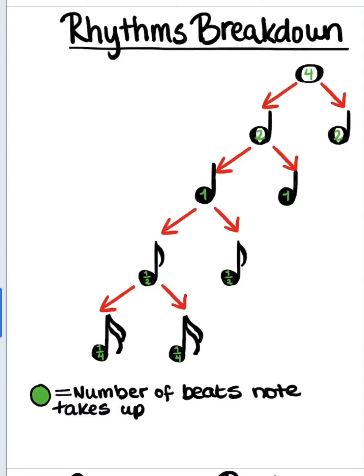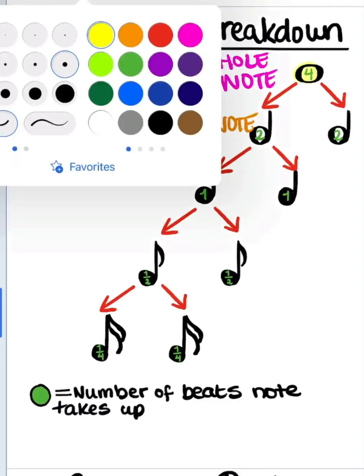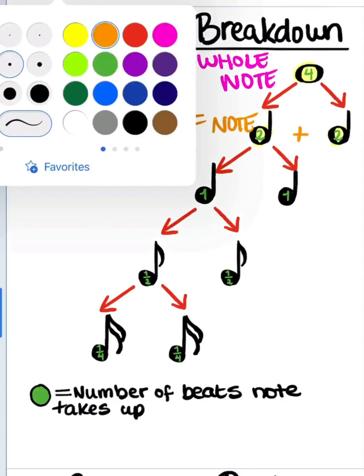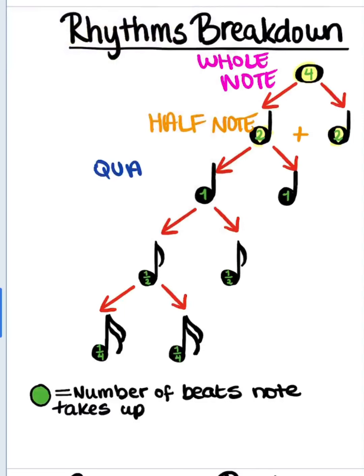Okay, so here's a diagram of the rhythm breakdown. This first one here is the whole note, and it's worth 4 beats, as you can see in the little green inside the note here. And then if you break apart the whole note, you get this half note, which is worth 2 beats. And if you broke up the whole note, you'd get 2 half notes, so they add up to 4. And then if you broke up the half note, you'd get a quarter note, which each quarter note is worth 1 beat. And then going a step further to break apart the quarter note, you would get this 8th note over here.